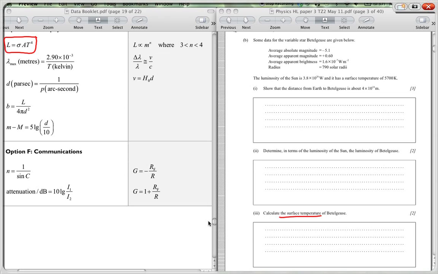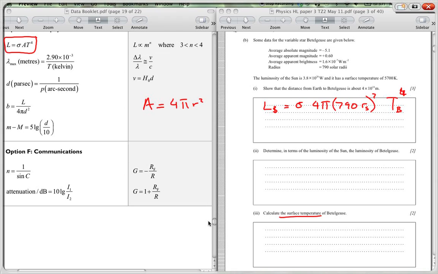So let me just start over here. The luminosity of Betelgeuse is equal to sigma times the area. Remember the area for a sphere is 4 pi r squared. So I'm going to get 4 pi r squared, where r is 790 times the radius of the sun, and we're going to need to square that, and then times the temperature of Betelgeuse to the power of 4.